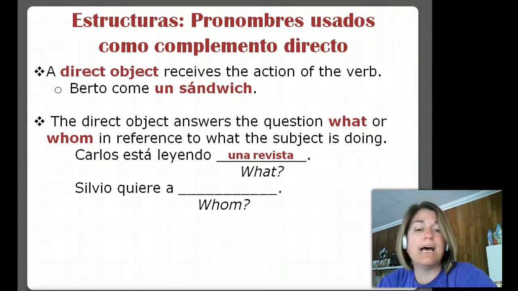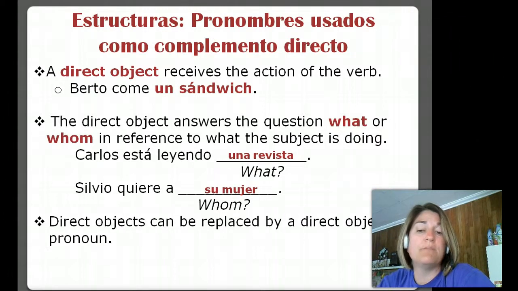Silvia quiere a whom? Silvia loves... Oh, Silvio loves his wife. So Silvio quiere a su mujer. So su mujer is going to be the direct object.